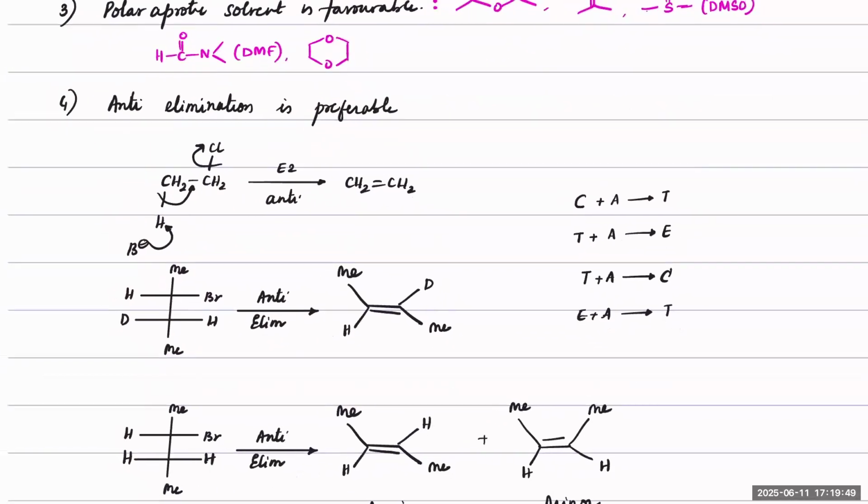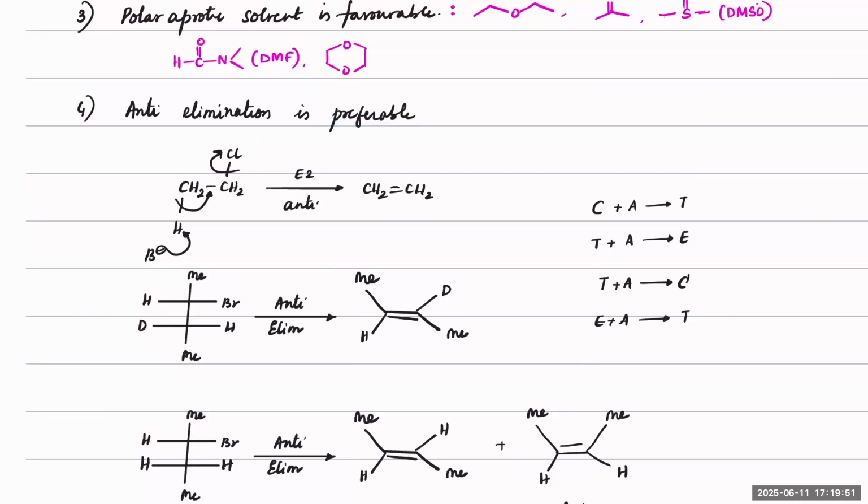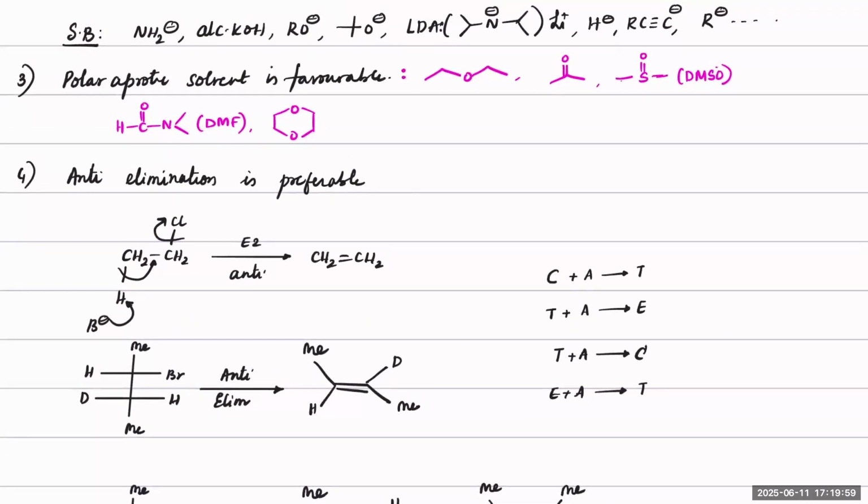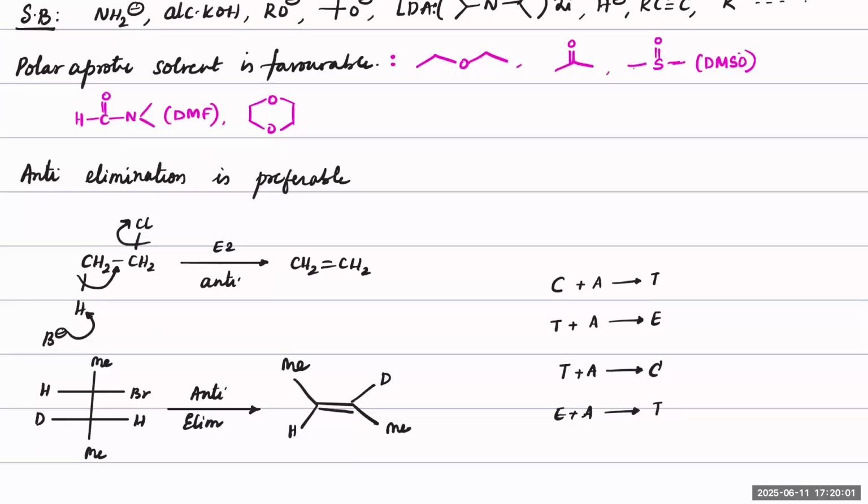Now, notice this. Next, anti-elimination. Here in E2, it will always prefer an anti-elimination. What do you mean by anti-elimination? You see this. If you have a CH2 group here, CH2, CH2 here, and from this end, imagine chlorine is leaving. Okay. So from this end, this is chloride. This is chloride formed. I'll keep it a little colored here. This is chloride. The yellow one is a chloride orbital.